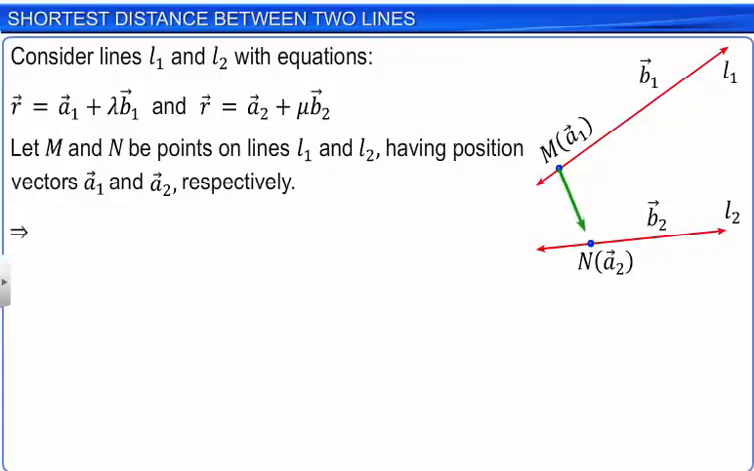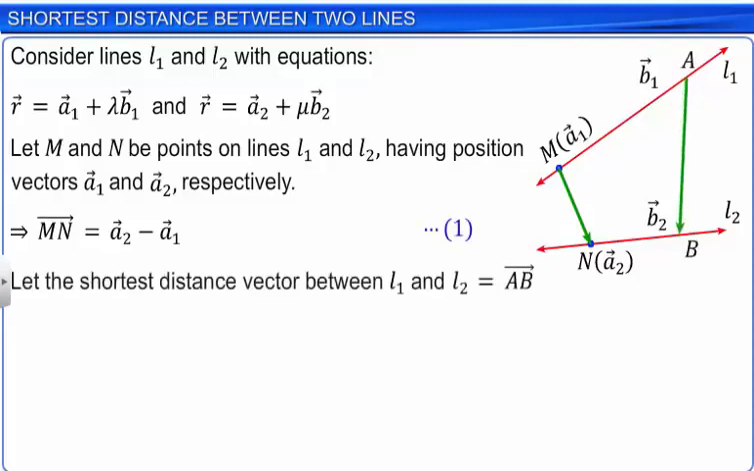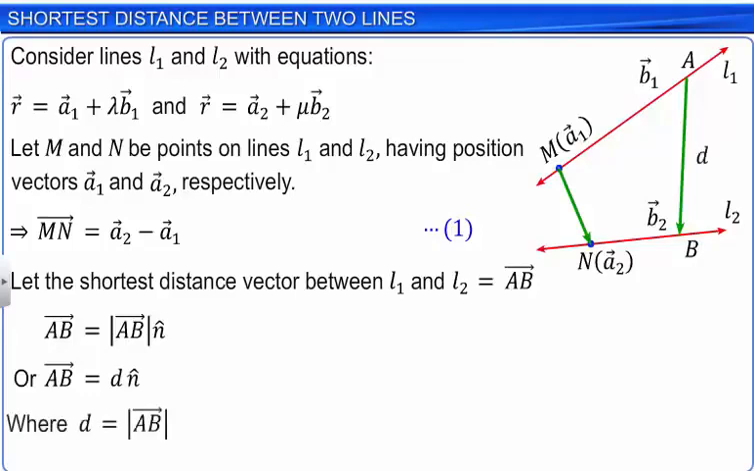Thus, vector MN is given by vector A2 minus vector A1. Let this be equation 1. Let vector AB represent the shortest distance vector between lines L1 and L2. Let the shortest distance between lines L1 and L2, or the magnitude of vector AB, be d. Thus vector AB is equal to d into unit vector n in the direction of vector AB.